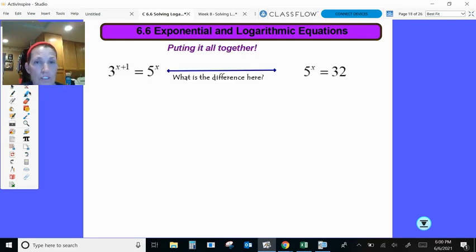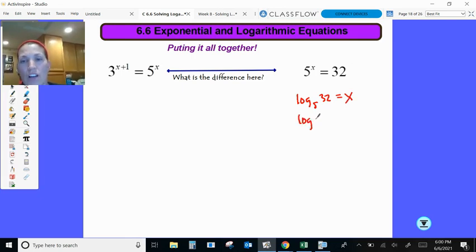Now what I want to do is put this all together, both for exponentials and logarithmics. What's the difference between these two? Well, this one here, I can just write in logarithmic form. I can go log base 5 of 32 equals x. I can use the change of base formula here: log of 32 over log of 5 equals x. Boom, I'm done.